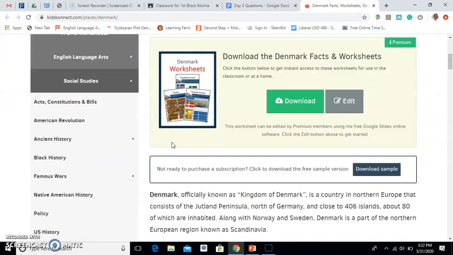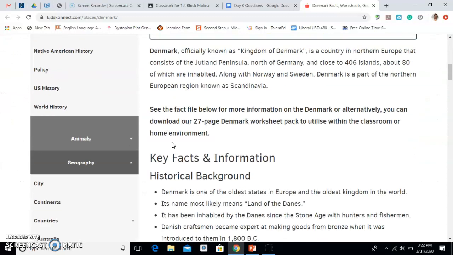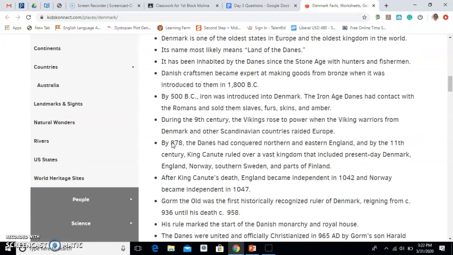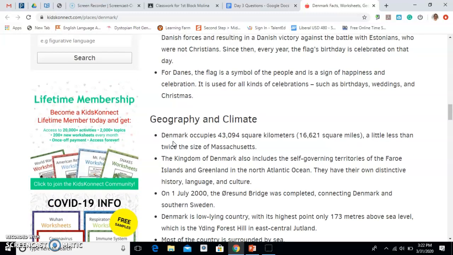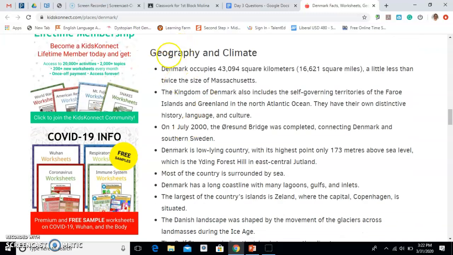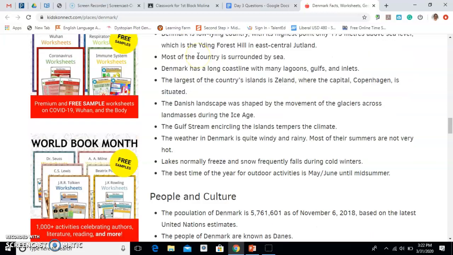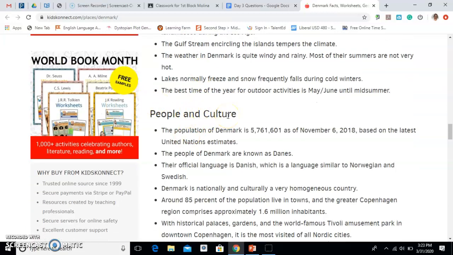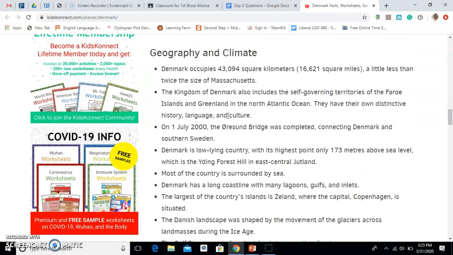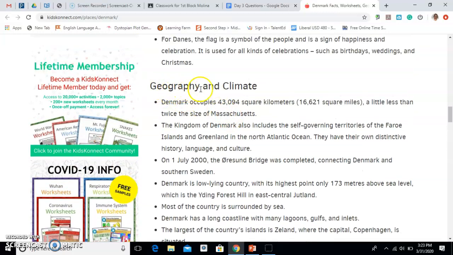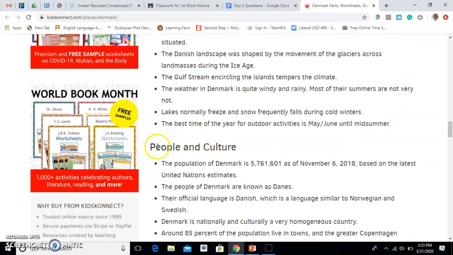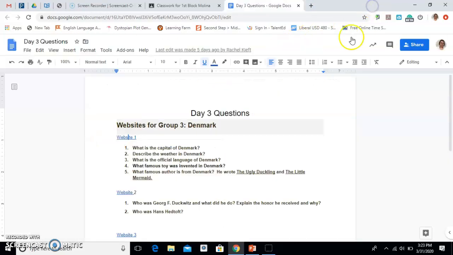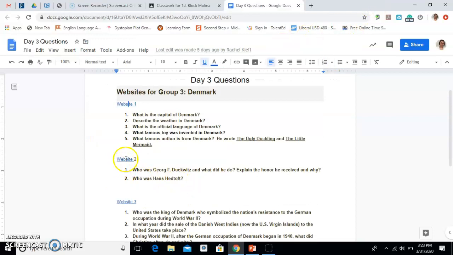As a hint, I will let you know that this has a lot of facts about Denmark. So I want you to scroll down and you are only going to find answers that deal with geography and climate and people and culture. So for website 1, all of your answers are only coming from geography and climate and people and culture. Nothing else will need to be read, unless you want to go back if you have some free time and read some more. Okay? So I'm going to exit out of that website, and now I'm going to go to website 2.